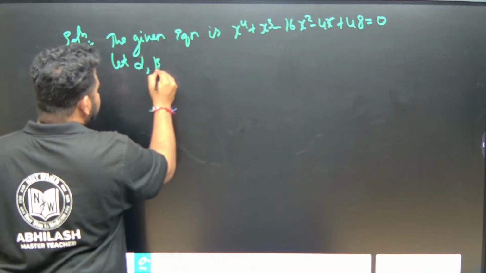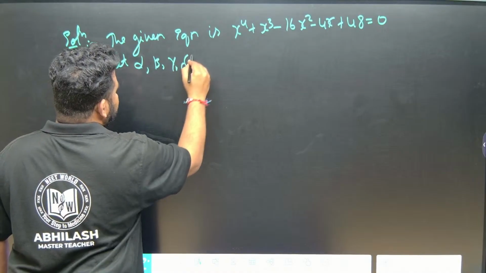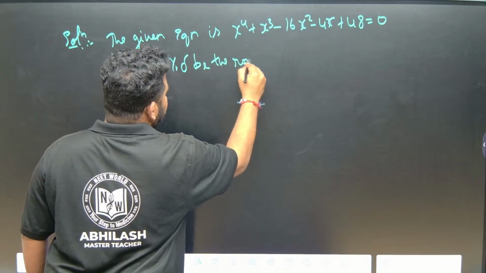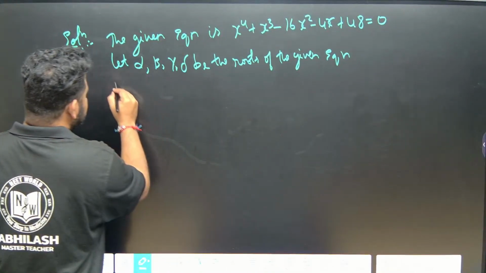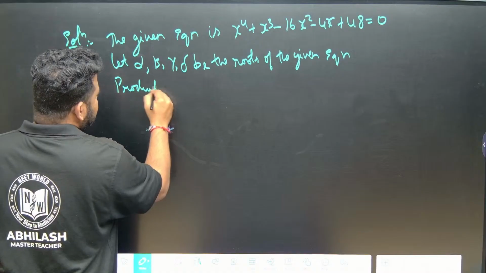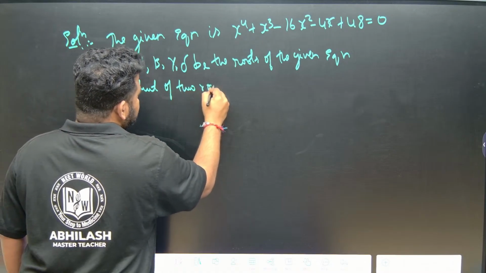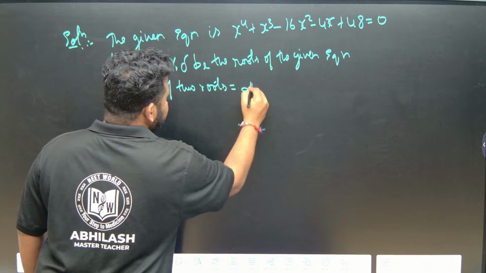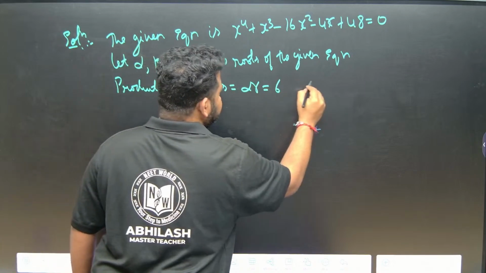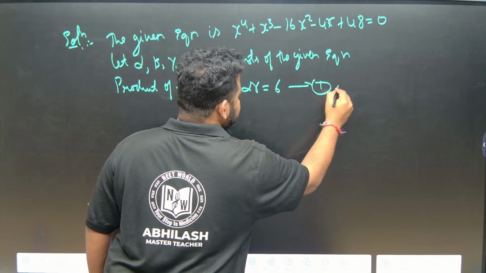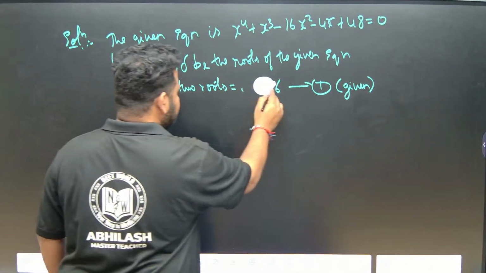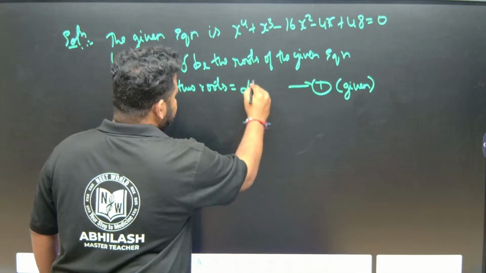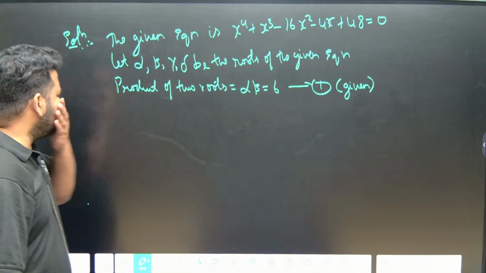Let alpha, beta, gamma and delta be the roots of the given equation. They have told us the product of two roots, that is alpha into beta is equal to 6. It is given. Let this be equation 1. They have only given the product of the two roots. Let us write it as alpha into beta is equal to 6. Let us write down the other concepts that we have.